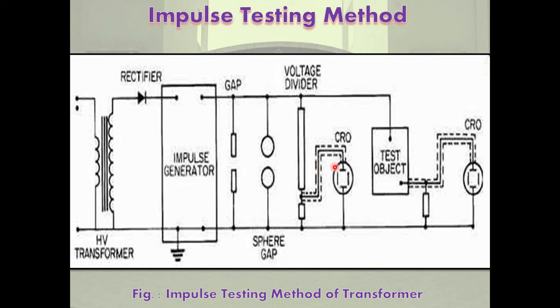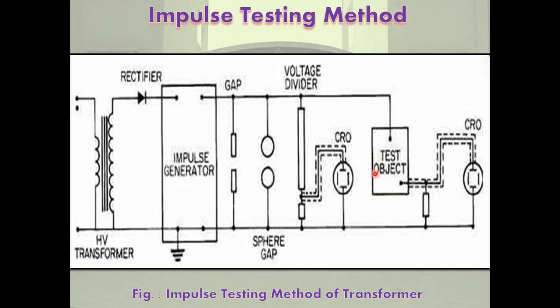Then CRO means the peak value and wave shape are recorded by the use of CRO. And this is a test object. Here it is a transformer. Any motor, any circuit breaker, any electrical equipment can be measured as the test object.